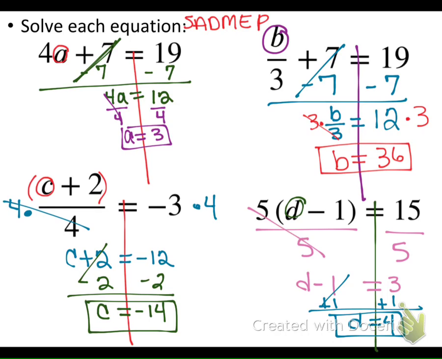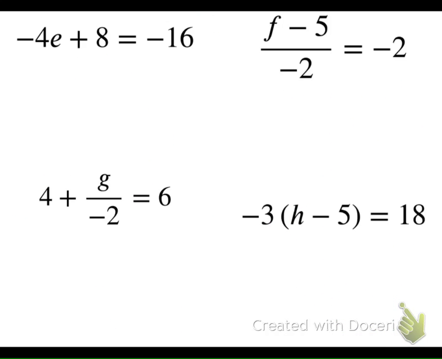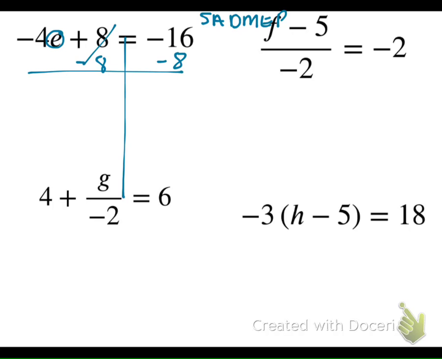All right, let's take a look at the backside now. Four more to go. Okay. So we have negative 4e plus 8 equals negative 16. Deja, what do I do first? You're going to make that a negative 8, and you're going to do it on the other side. That cancels. I bring down my negative 4e. What's negative 16 minus 8? Negative 24, yeah.